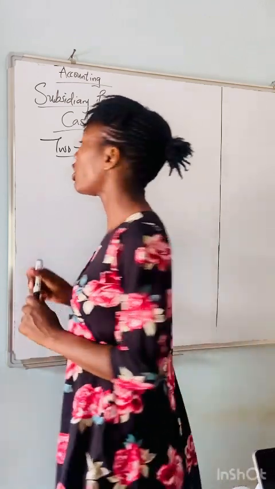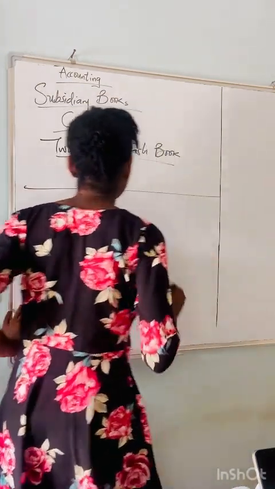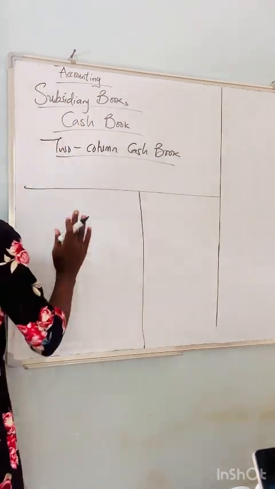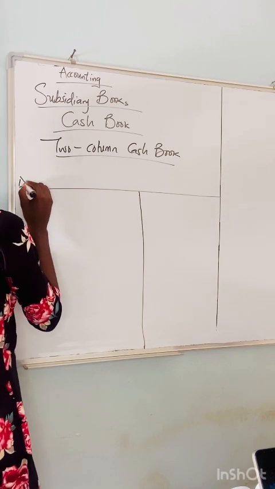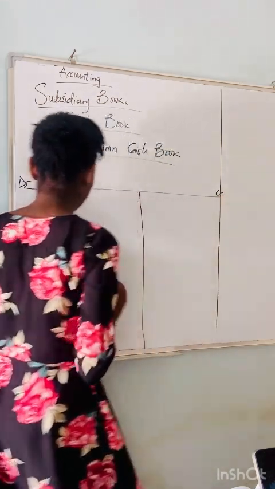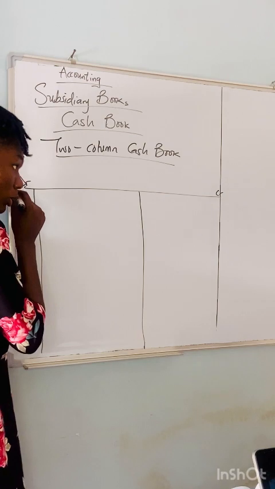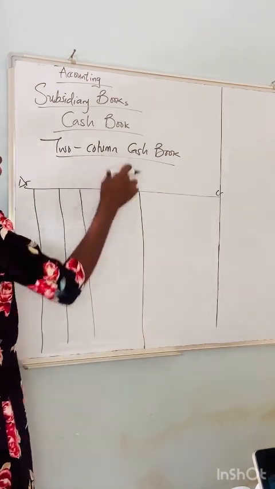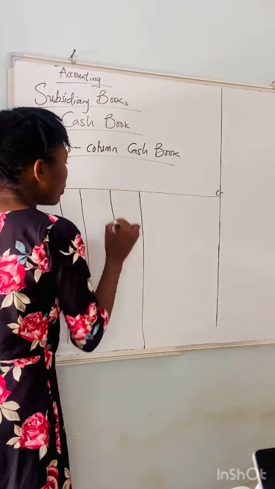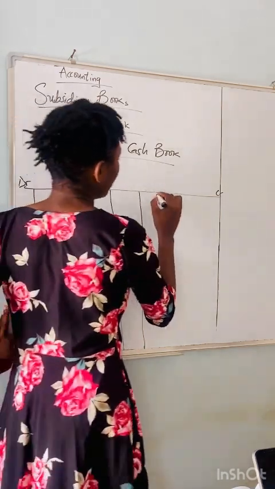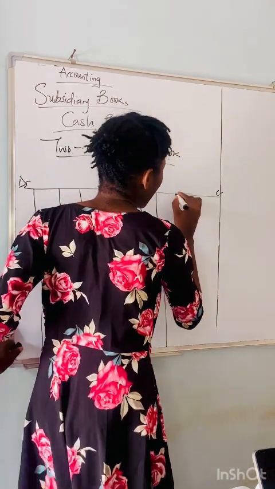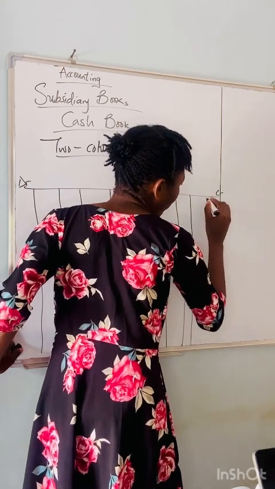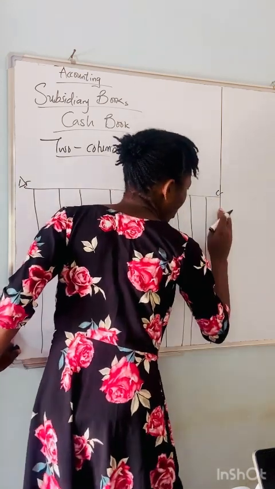Now our format is very similar because our cash book is part of the double entry, so we have the debit and credit side. This is our debit side and our credit side. On our debit side, we have columns for date, particulars, folio, and then like I said, it's a two column cash book, so we have two columns for amounts. The same on the credit side, we have date, particulars, folio, and then two columns for amounts.